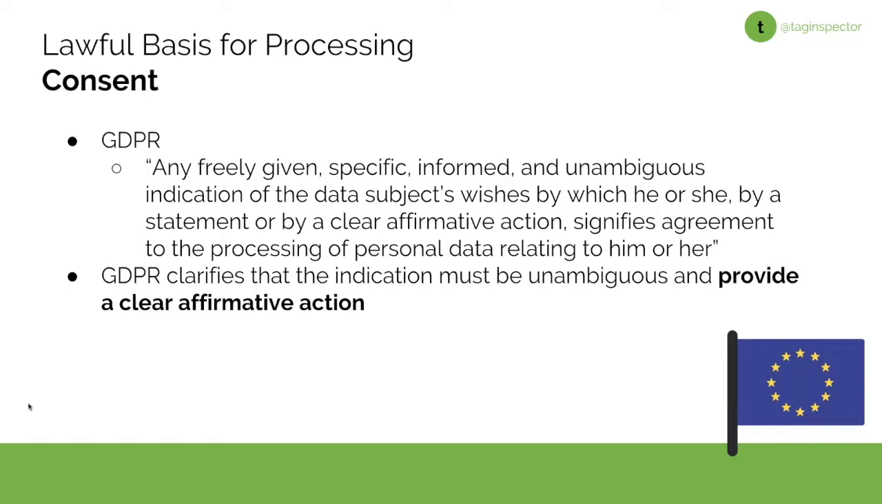So the first one that you could be using as your lawful basis for processing is consent. Under GDPR, consent is any freely given, specific, informed, and unambiguous indication. So it clarifies that the indication must be unambiguous and provide a clear affirmative action. There is no implied consent for the collection and processing of personal data under GDPR. It must be explicit, and the user must make that positive affirmative action specific to the collection of that personal data.